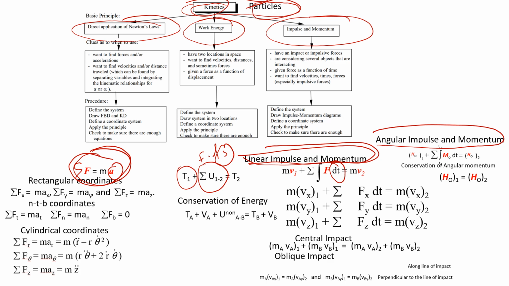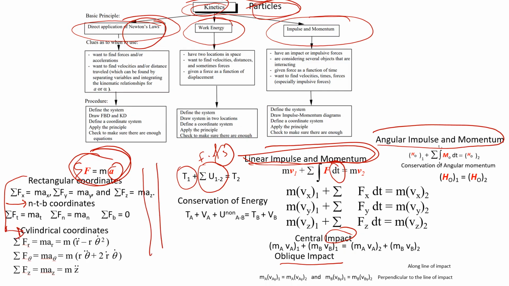And for the linear impulse momentum principle, the example being the impact, and we'll talk about central impact and then oblique impact. So if you look at the second law, you can do the problem using a rectangular coordinate system, NTB coordinate system, or cylindrical coordinate system.